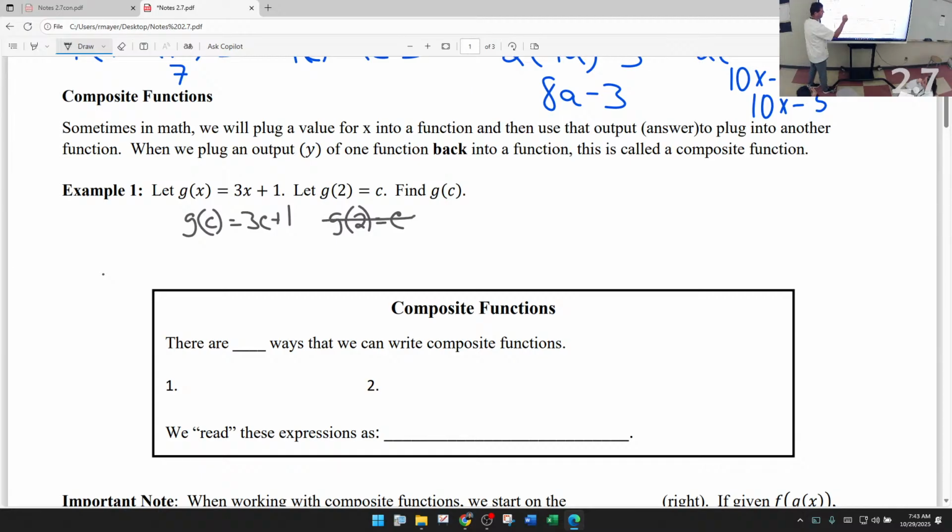I don't think I need that. Here's g of c. Okay, good enough. Hit me. So you find g.